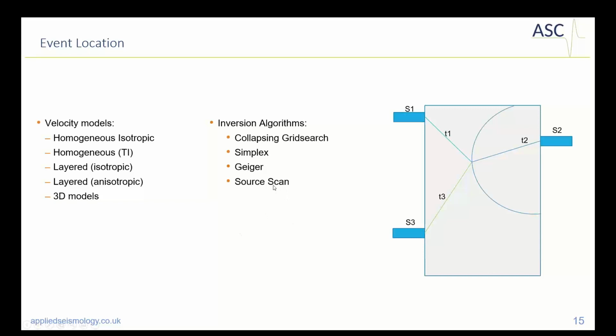And then we have the source scan. It's also a slightly different algorithm. It is an exhaustive search. It's almost like a grid search, but it's got a migration in it. Basically, it tries to focus which point in a space will give us a best match for the energy that we are receiving in our traces.